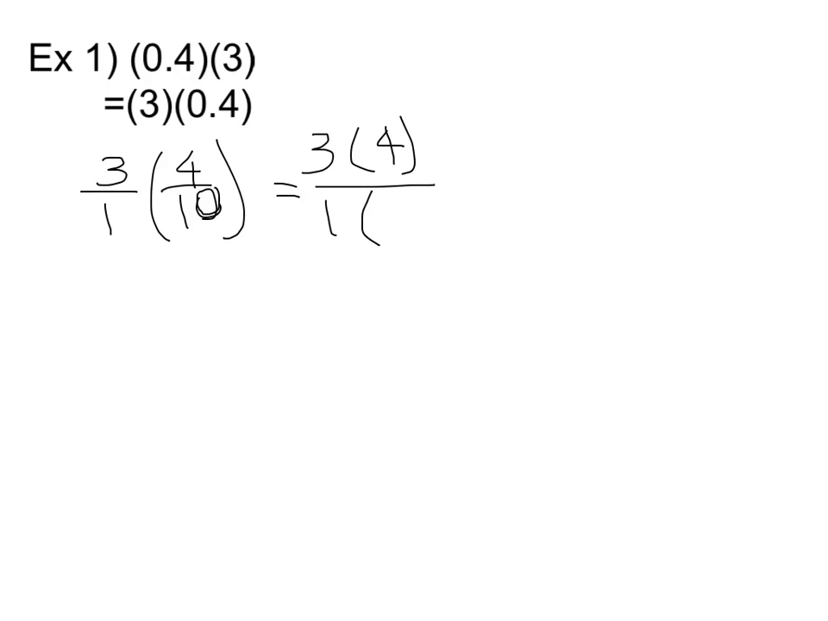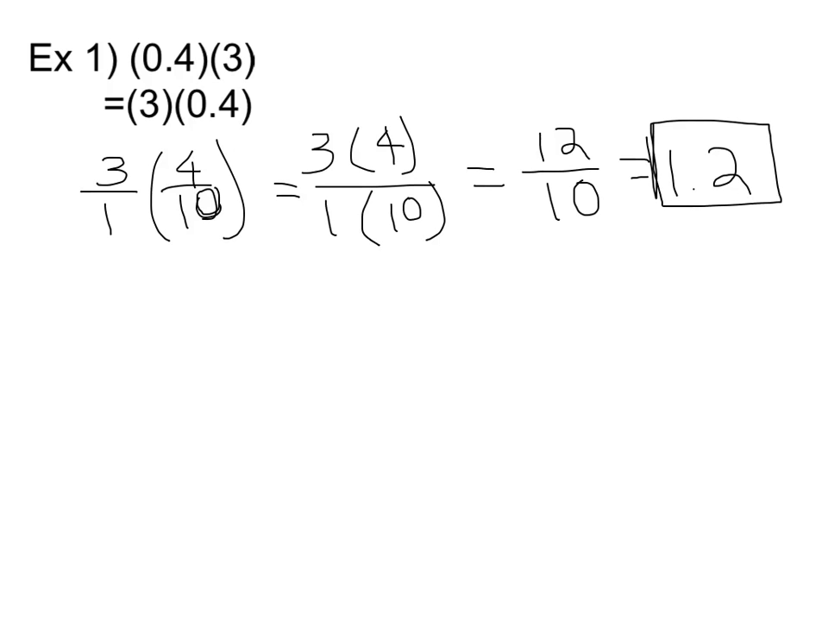Ordinarily, I would say the first thing you want to do is factor both numerator and denominator. But since I know we're going to change our answer back into decimal format, I'm not going to worry about that right now. 3 times 4 is 12, and 1 times 10 is 10. So our answer here is 12/10, which is the same thing as 1.2. Of course, you're getting the same answer regardless of how you're doing it.